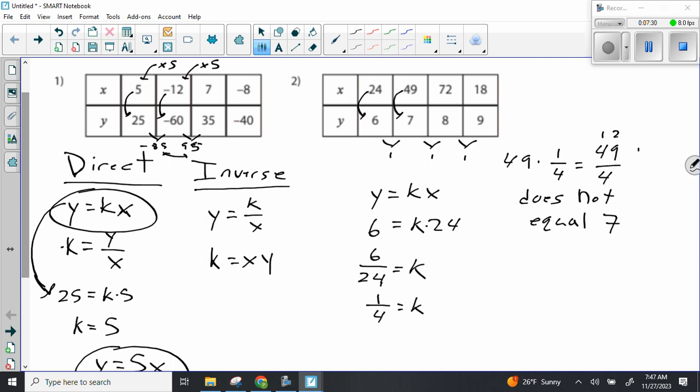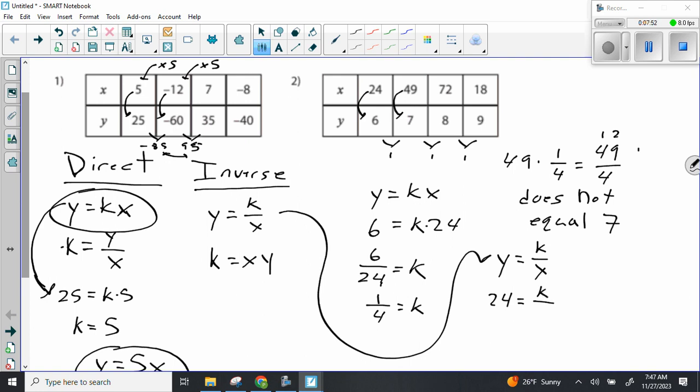Let's try inverse variation. Let's figure out what k is. Now we're using inverse variation, so we're going to look at y equals k over x. We've got 4 is going to be equal to, we don't know what k is. My bad, this should be 6 equals k over 4, so we multiply by 4 to get k, and 6 times 4 is 24.